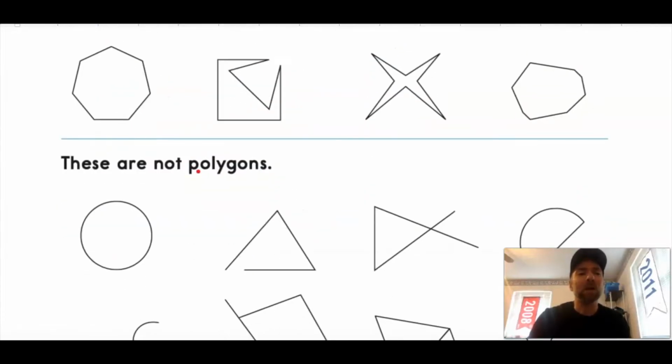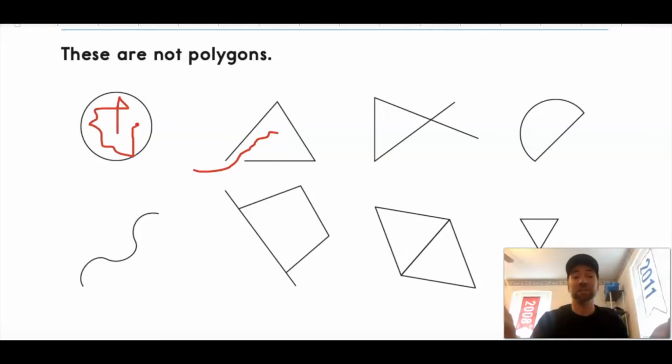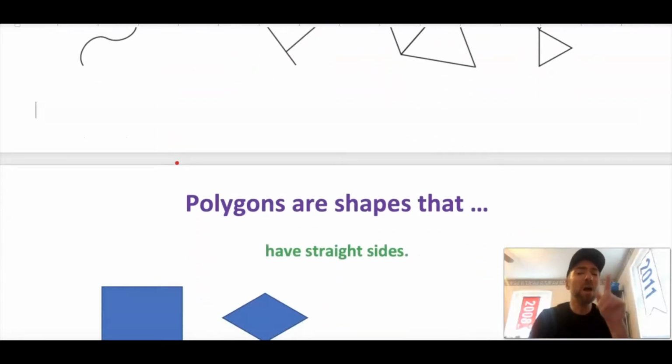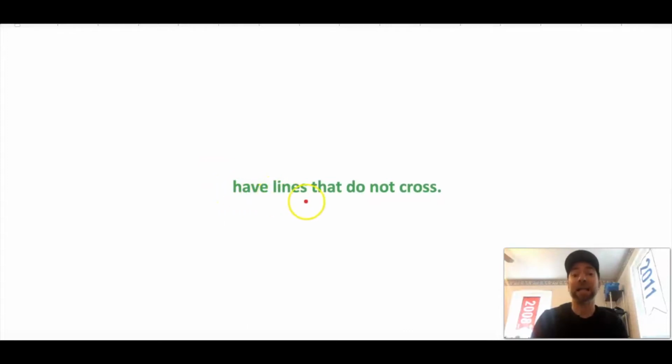Now let's see. These are not polygons. Oh, this one here is not closed. The puppy will escape. This one here, the puppy will not escape, but it's not straight sides. So that's why that one is not a polygon. So polygons must have straight sides and they must be closed. But there's one more thing about polygons. Polygons have lines that do not cross.